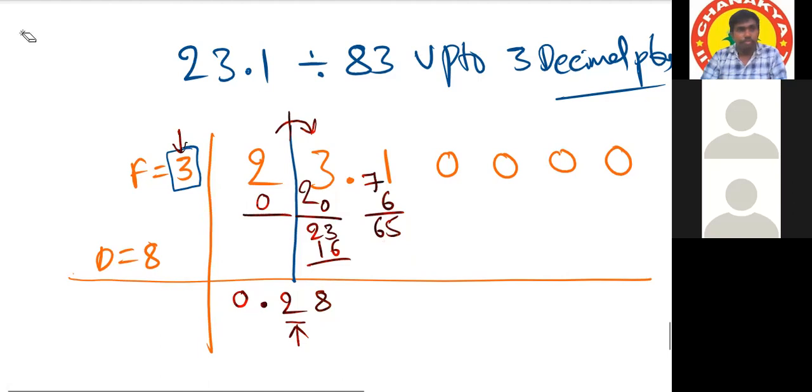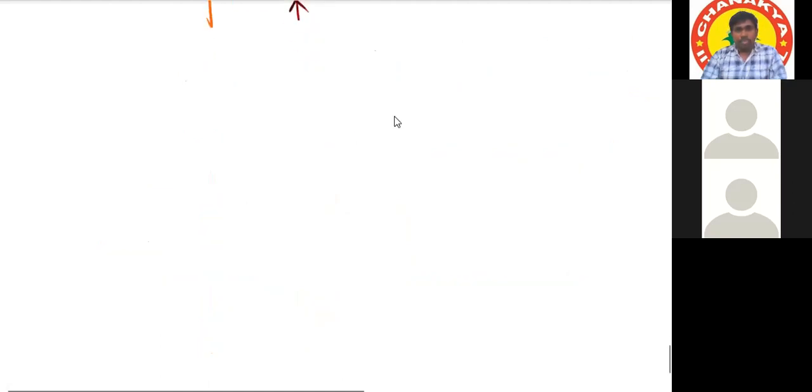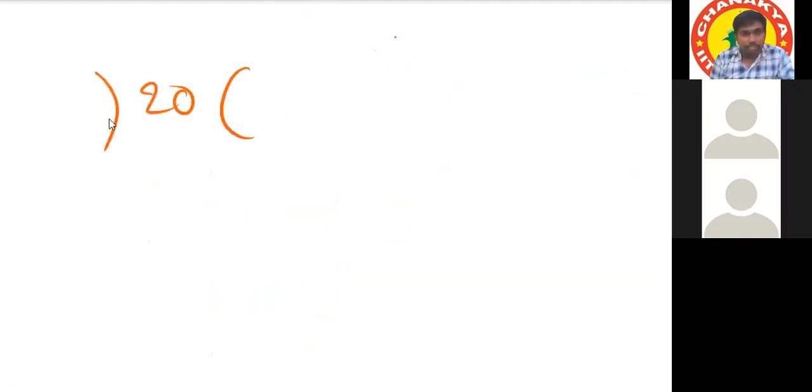Why? Because see here. When you divide 20 by 3, what is the quotient? 6, sir. 6 times how much is it? 6 3s are 18. What is the remainder? 2, sir.